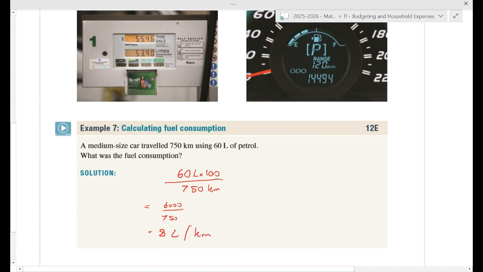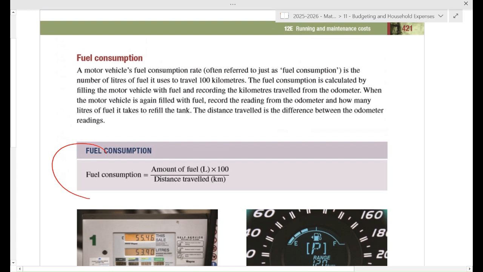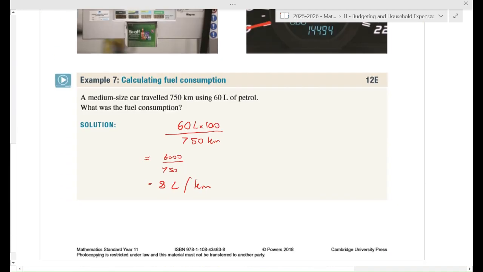So let's have a bit of a look at that and work out what we're doing. If we go up, we've got a motor vehicle's fuel consumption rate is the number of litres fuel it uses to travel 100 kilometres. Okay, so now you should be looking at it going, okay, there's the 100. Awesome. Fuel consumption is calculated by filling the motor vehicle with fuel and recording the kilometres. Yeah, that's what we do. When it's filled again, you work out how much you've used and the distance travelled between the odometer readings. So we do the 60 litres times 100.